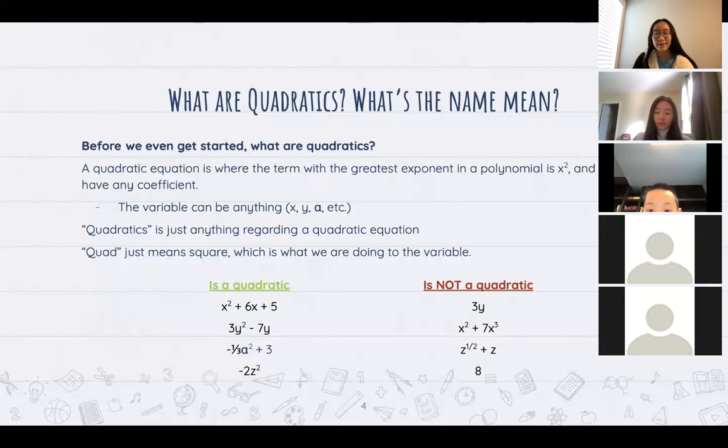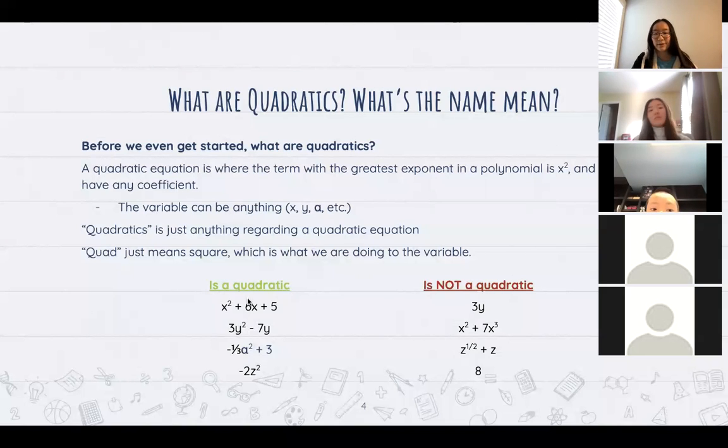Then direct your attention to the not-a-quadratic list. The first one is 3y, where the greatest exponent is just 1. Second one, x squared plus 7x cubed. The greatest exponent is 3, so that would be a cubic function, not a quadratic. And then we have z to the 1/2 and also 8. So those are not quadratic equations.